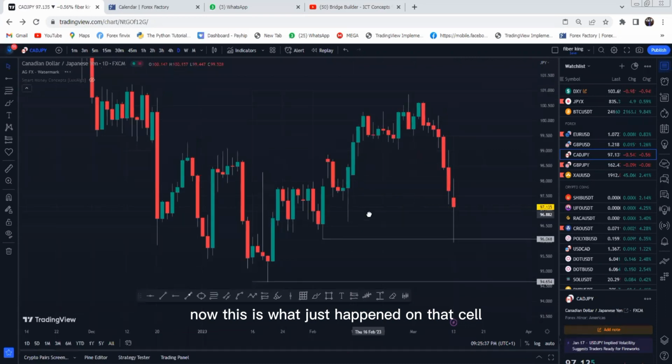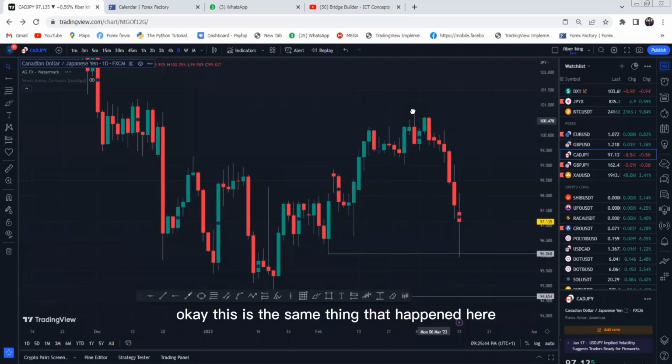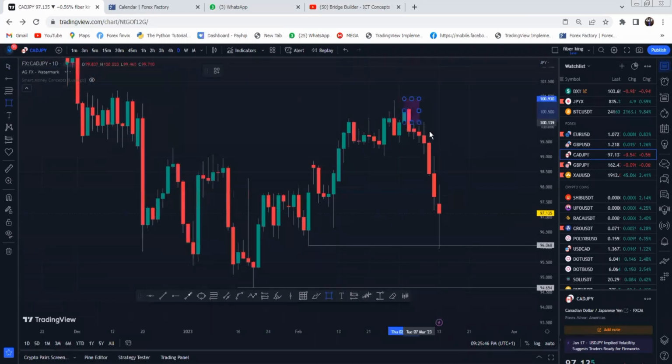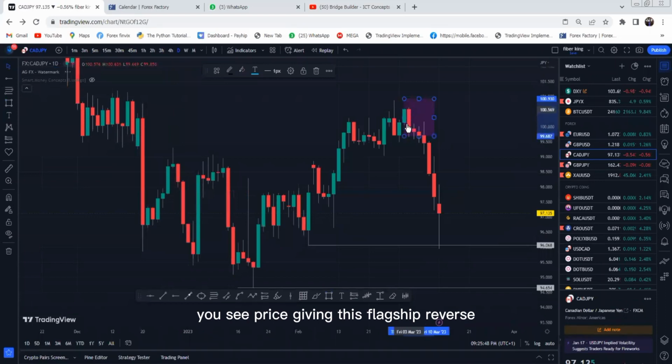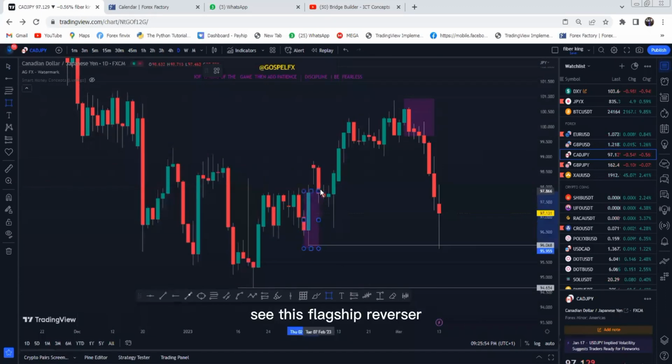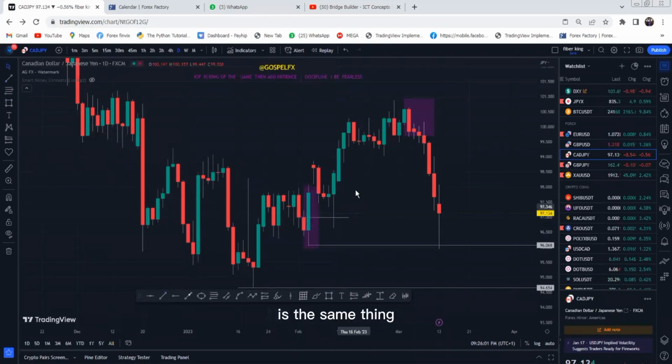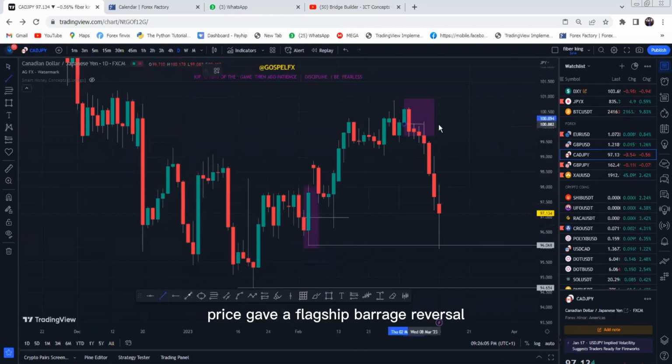Now, this is what just happened on that sell, what we had here. This is the same thing that happened here. You see price giving this flagship reversal, coming back to retest the other block. Exactly the same thing that happens here. See this flagship reversal, and then you see how price came back and retested the other block. All right, it's the same thing. Price gave a flagship bearish reversal, came back and retested the bearish other block.